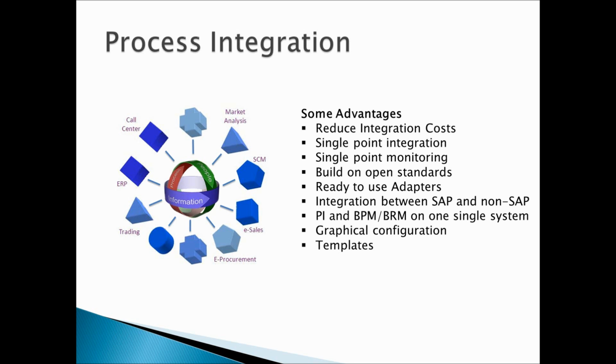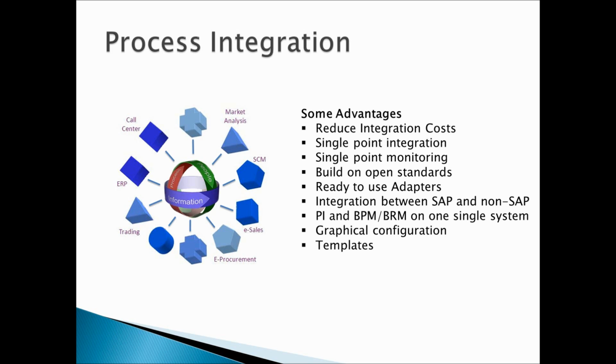Process integration. PI is a middleware. It is used to solve the integration spaghetti, which is created when many systems start to integrate with each other without any central system. PI solves this problem. We are able to configure all integrations and also monitor every integration from one single point.